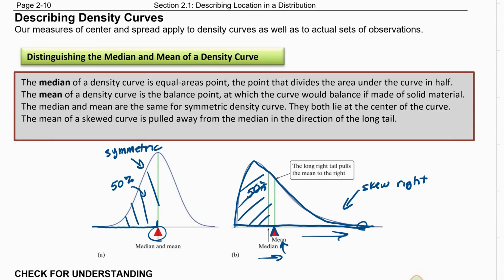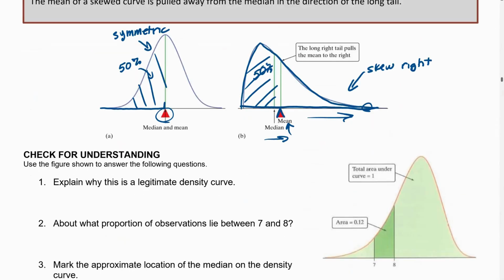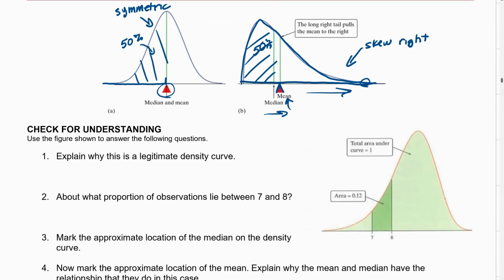Let's finish this off by looking at a check for understanding. Let's take a look at this diagram. And they said, why is that a legitimate density curve? Well, does it have the two attributes that density curves have? Is the curve at or above the horizontal axis? And the answer for this question is, yep, it meets that criteria.